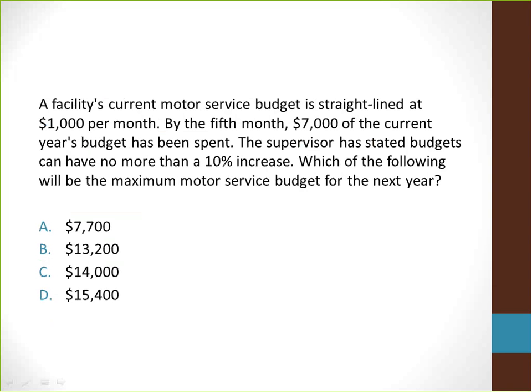A facility's current motor service budget is straight-lined at $1,000 per month. By the 5th month, $7,000 of the current year's budget has been spent. The supervisor has stated budgets can have no more than 10% increase. Which of the following will be the maximum motor service budget for the next year? Is it A, $7,700, B, $13,200, C, $14,000, or D, $15,400?